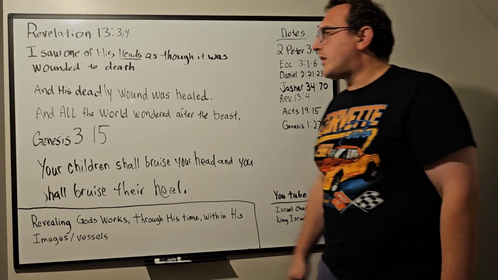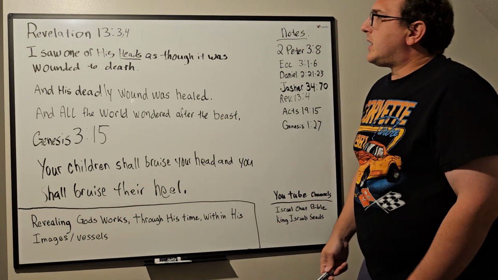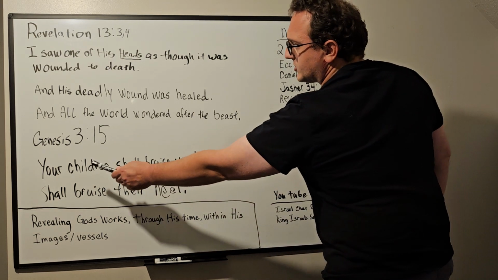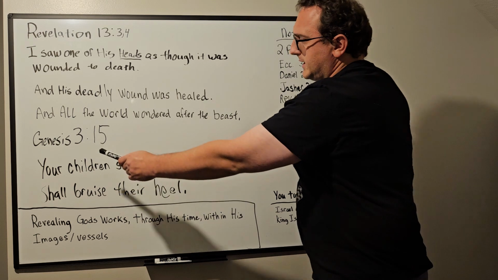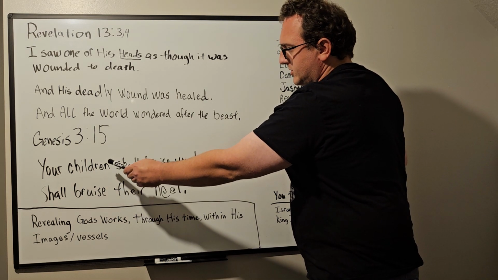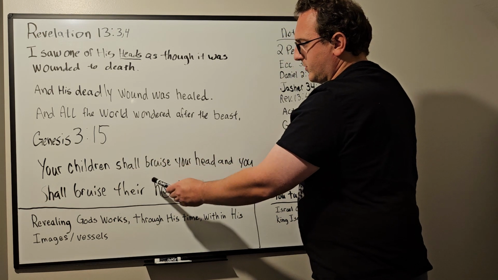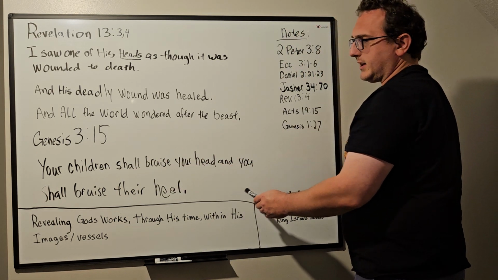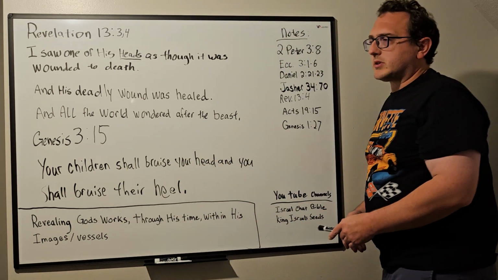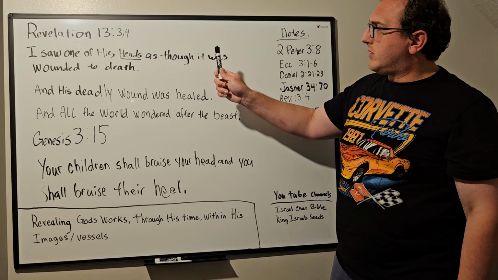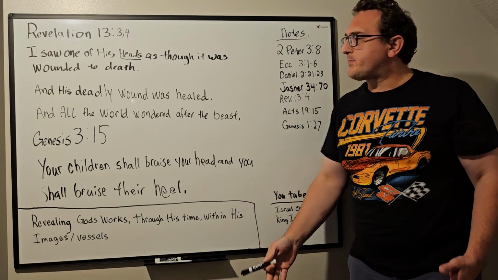Now, you're probably wondering, when am I going to get to this one? I'm almost done here, folks. So, in Genesis 3:15, your children shall bruise your head. It says, thy seed shall bruise thy head, in King James. So we just updated the language. Your children, again, who crucified Emmanuel? Now again, we're all children of Adam, okay?